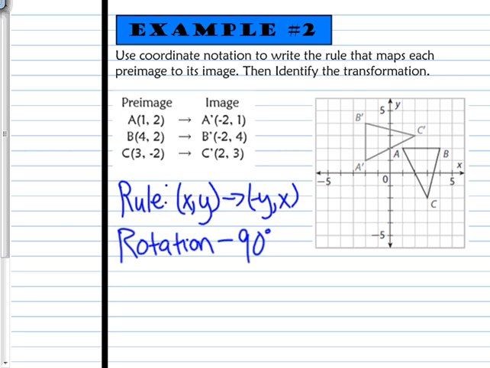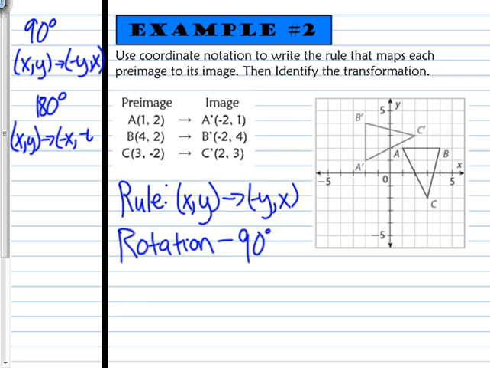In a 90-degree rotation, the xy becomes, sorry, draw my little arrow there, negative yx. In a 180-degree rotation, the xy becomes negative x, negative y. And in a 270-degree rotation, the xy becomes y, negative x. And don't worry, this is definitely tricky.